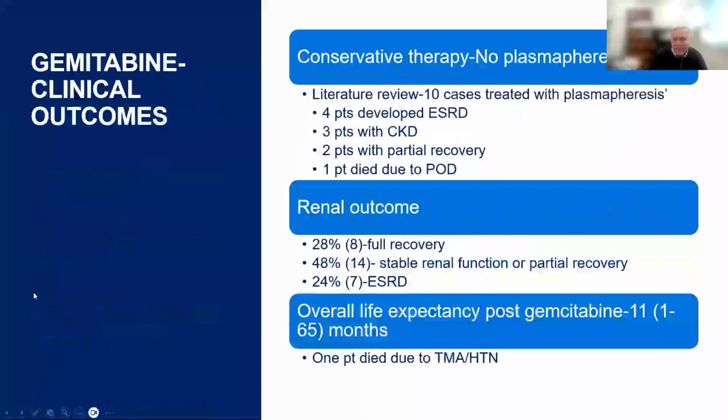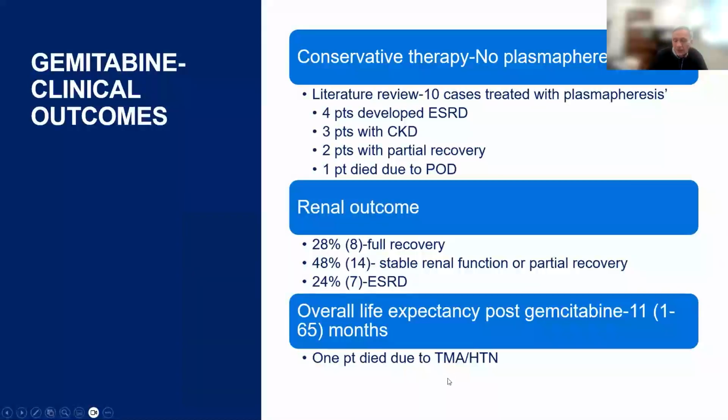And so basically, when we stop therapy, most of these patients do well. However, there are cases in which there is not full recovery, and a few patients end up on dialysis. As for plasmapheresis, I don't think there is an indication, and we don't do it at our institution for gemcitabine-induced TMA because the evidence for that is not clear. And really, the life expectancy on gemcitabine, at least in our series, is between 1 and 65 months.